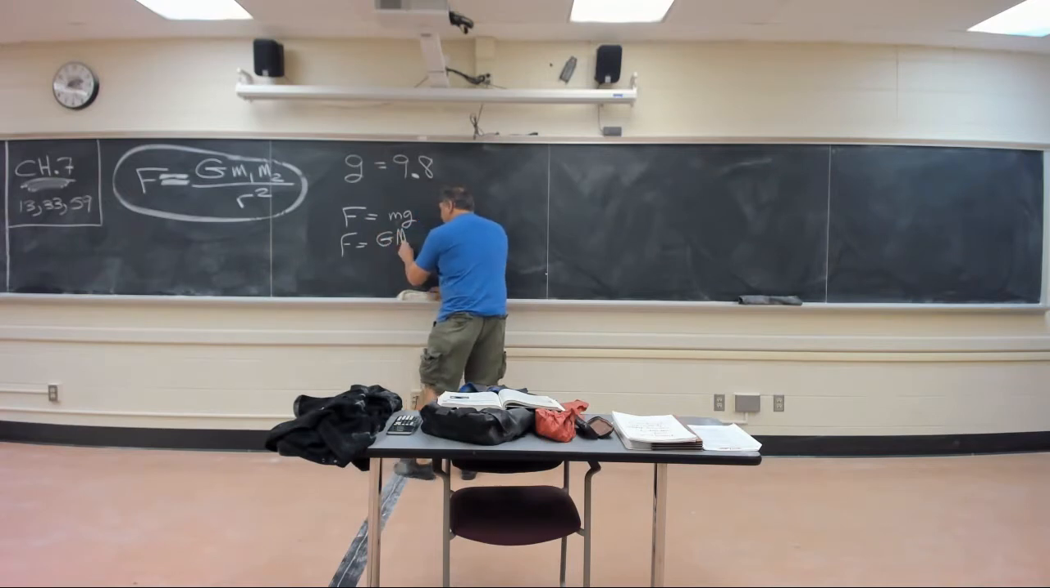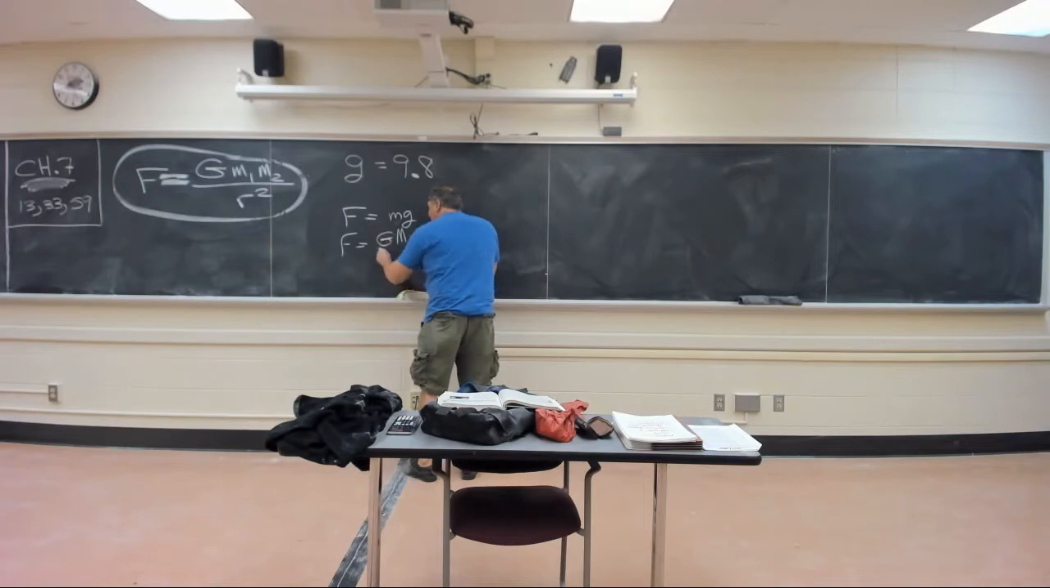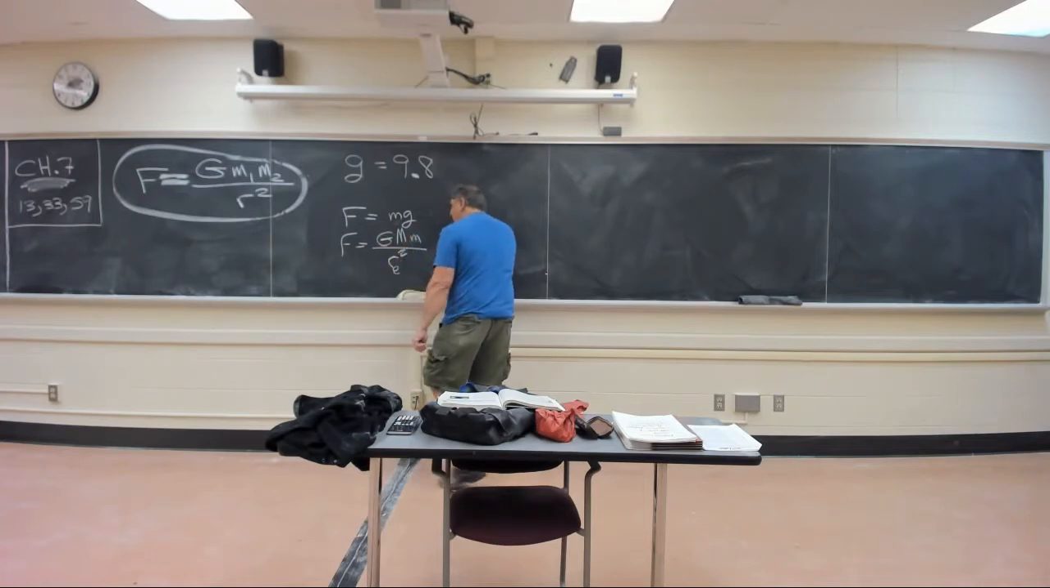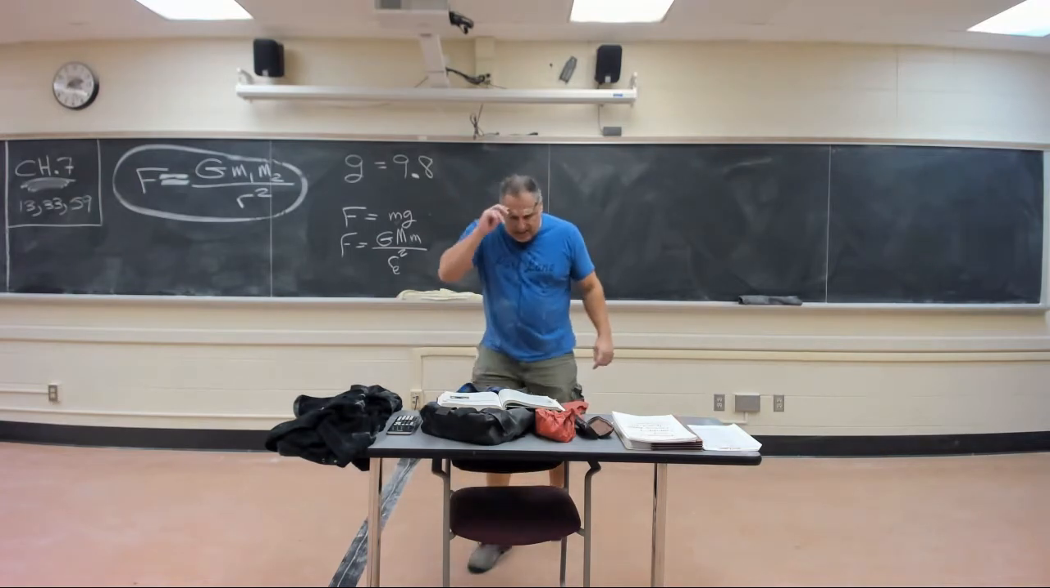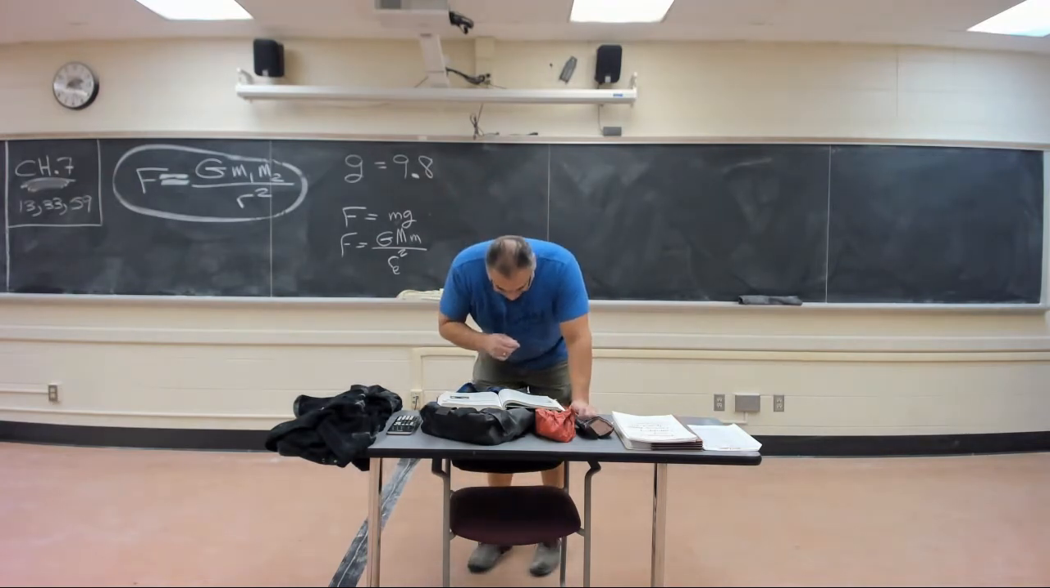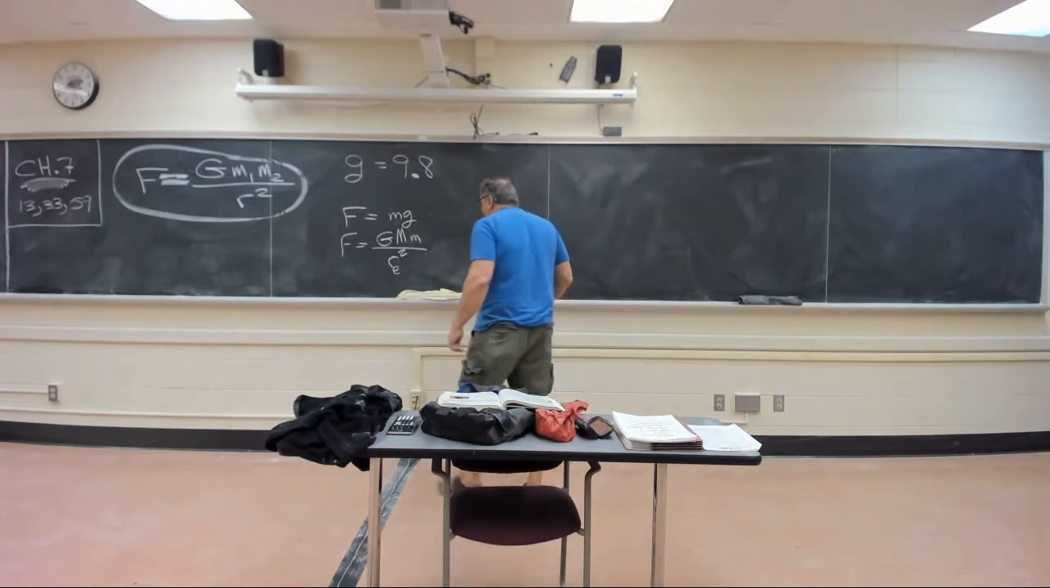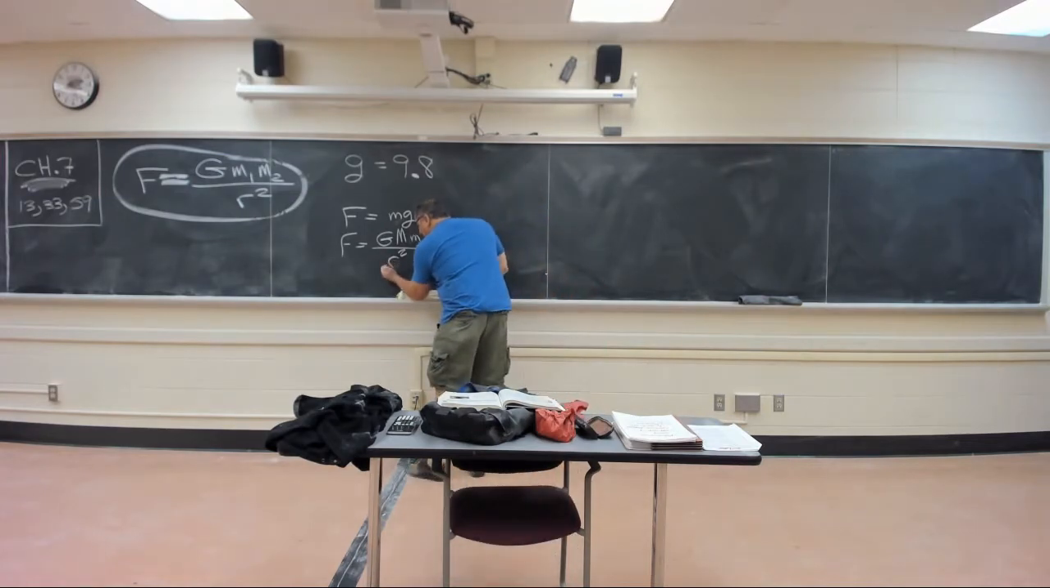Mass of the Earth, capital M, we'll call the mass of the Earth, and small m we'll call the object, me, my bicycle, whatever, over r squared. And this is r sub E. For our purposes, r sub E is the radius of the Earth.